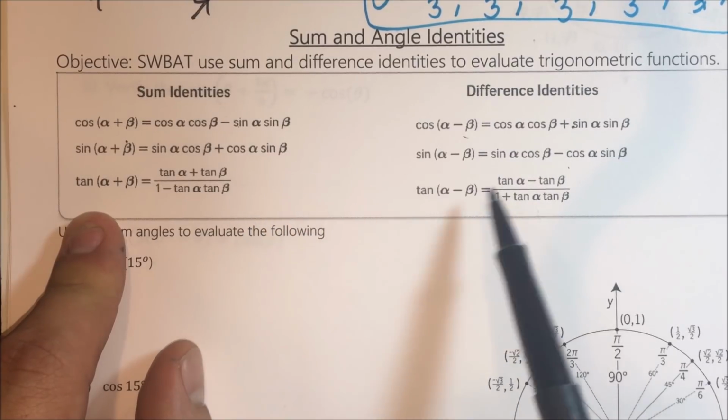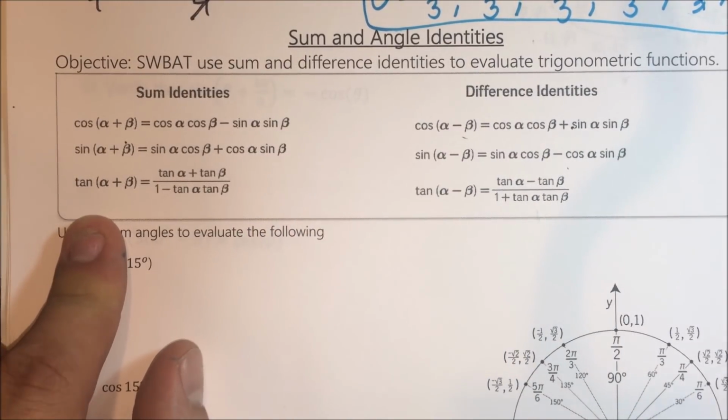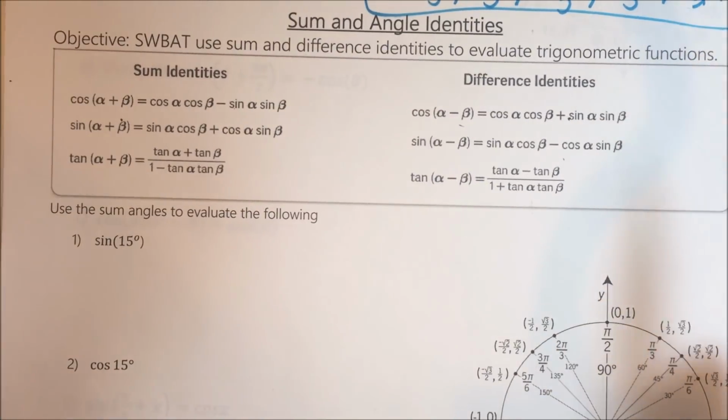For tangent, we just wanted to show you that there are sum and difference identities for tangent, but we're not really going to concern ourselves with these. Just want to make you aware that they actually exist.